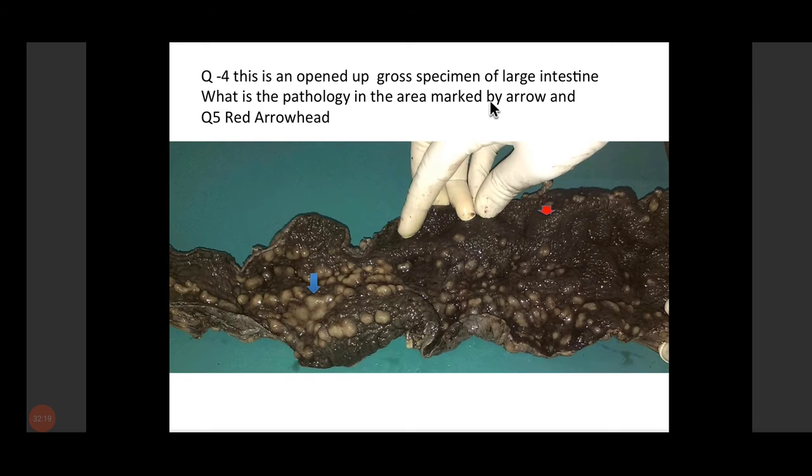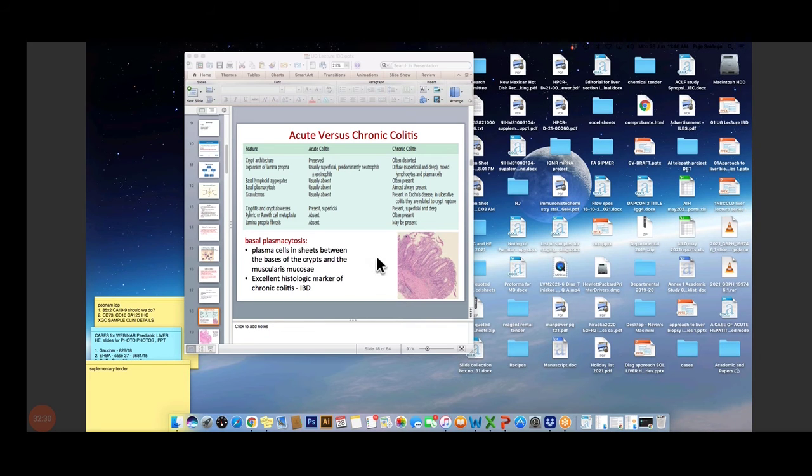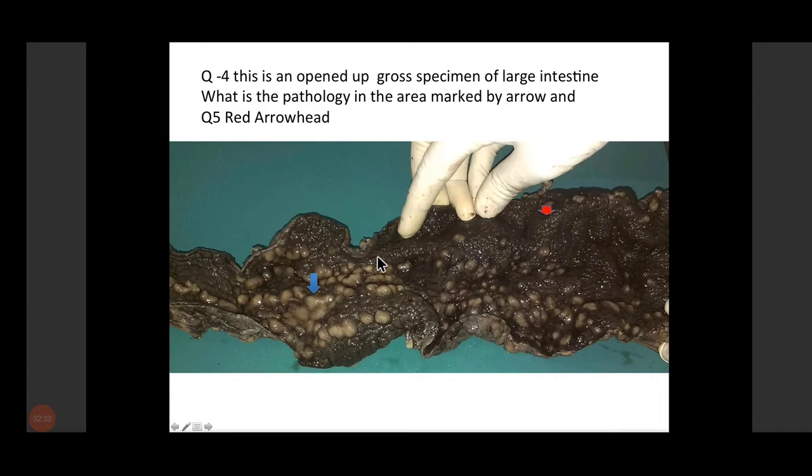Now, if you can quickly type into your screen, what is the area marked by the blue arrow and what is the area marked by the red arrow? So if you can quickly type the answer, then we can see if you can recognize these areas marked by the blue and the red arrows. I'll give you a short minute. So can someone tell me what the red arrow is? What is the red arrow showing and what is the blue arrow showing?